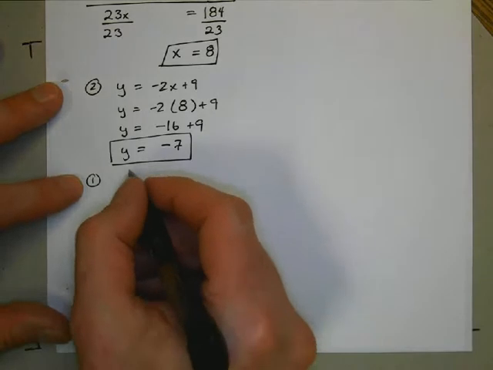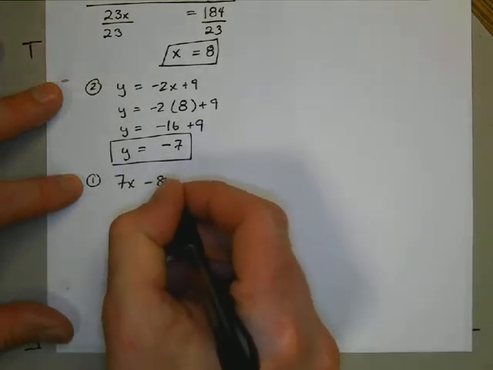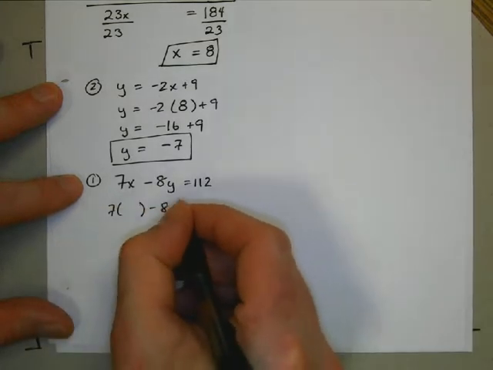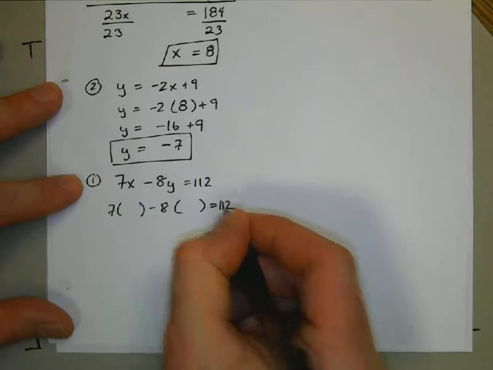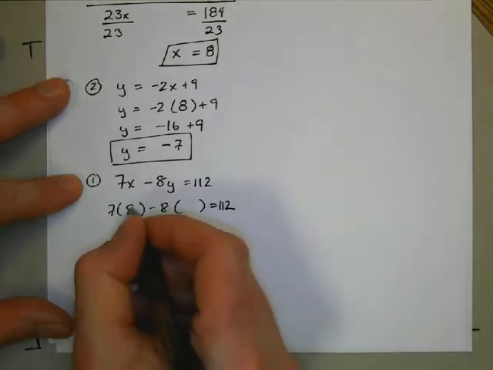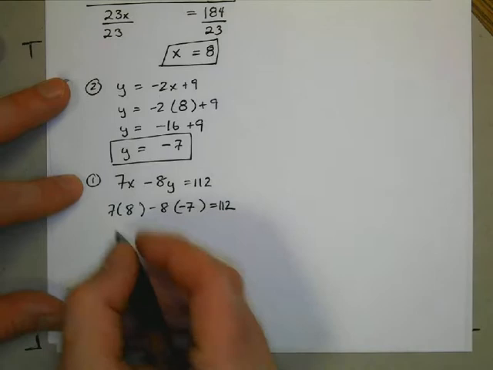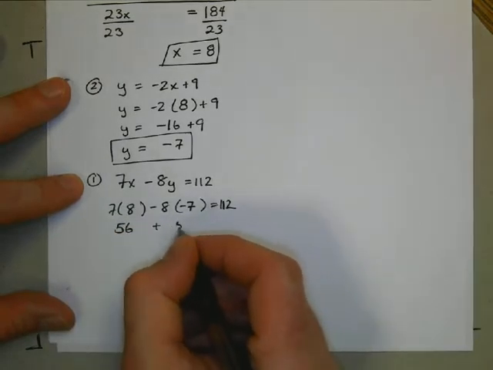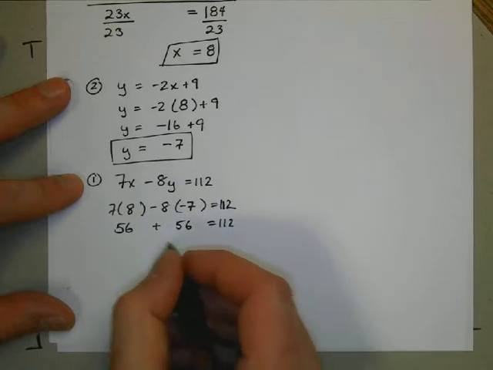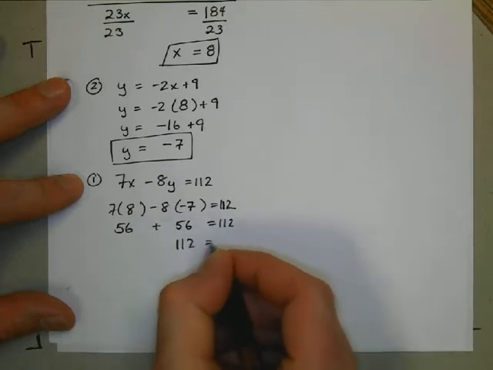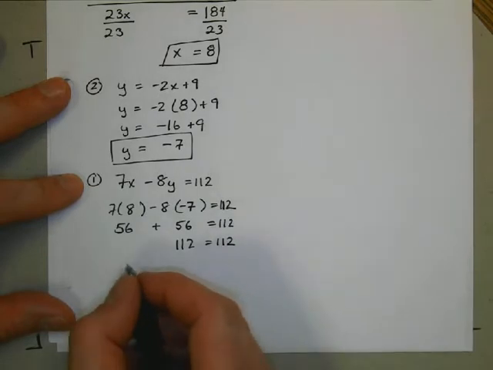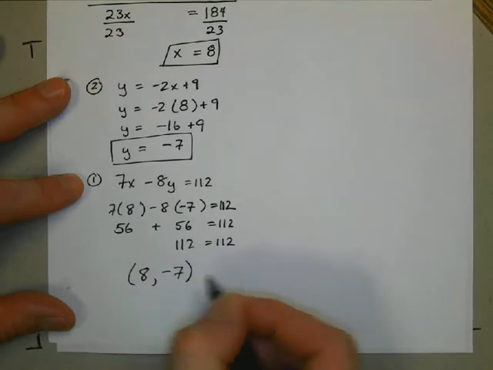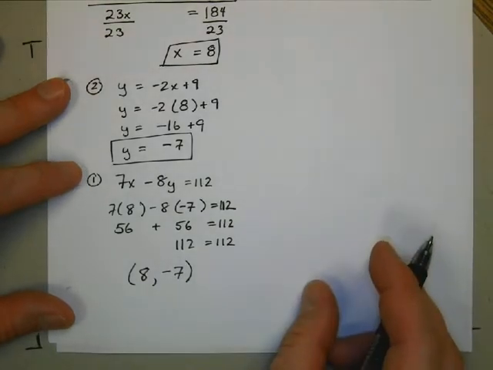To check this, since we used the second equation first to work the problem out, we must use the first equation to check with. That first equation is 7x minus 8y equals 112. We replace the x and the y with parentheses, and we input in the value of x equals 8 and y equals negative 7. 7 times 8 is 56. Negative 8 times negative 7, both negative, is a positive 56 to equal 112. Well, 56 and 56 is 112, so the problem checks and it has been done correctly.